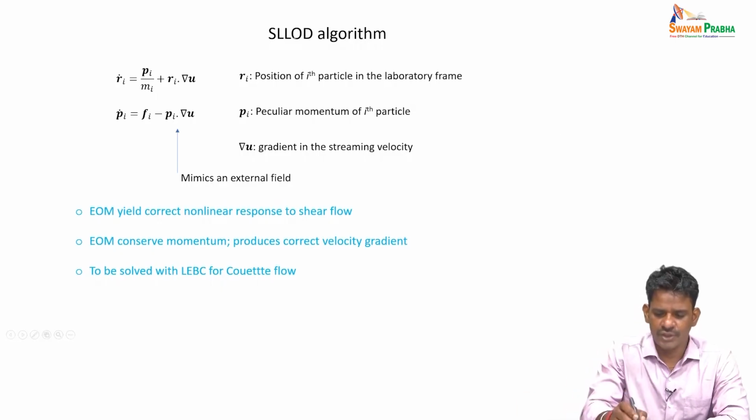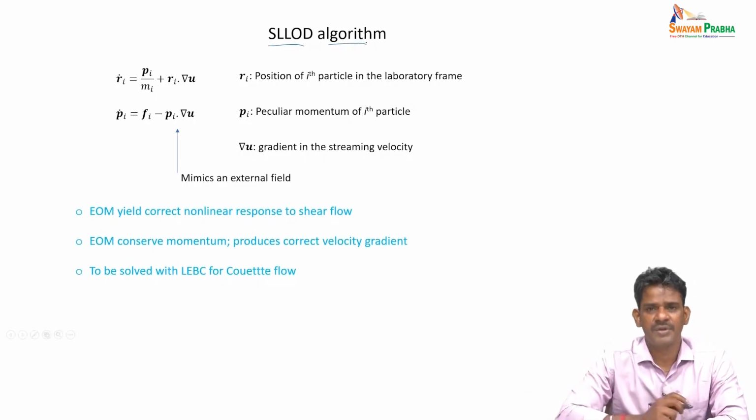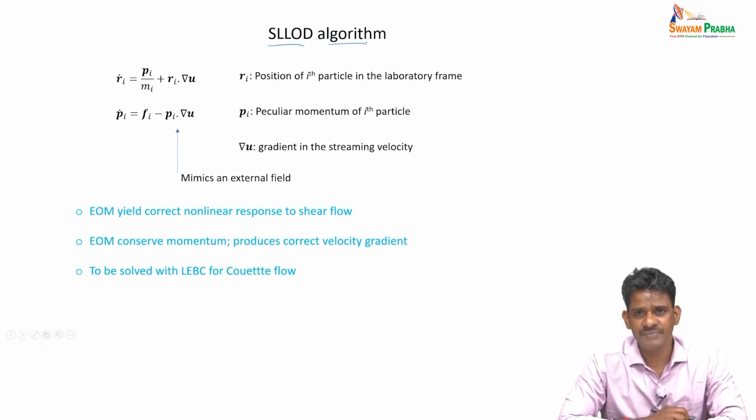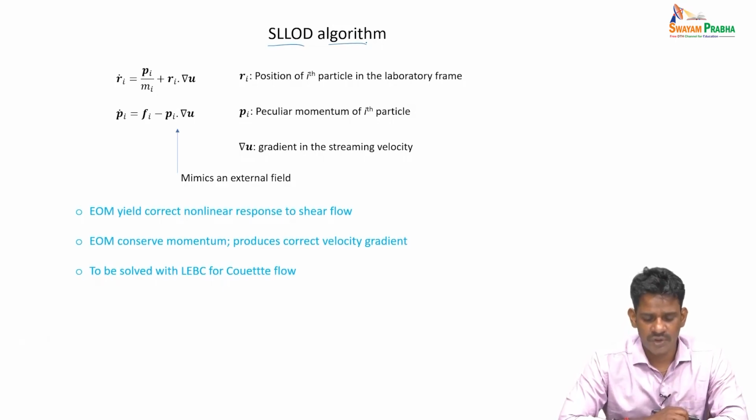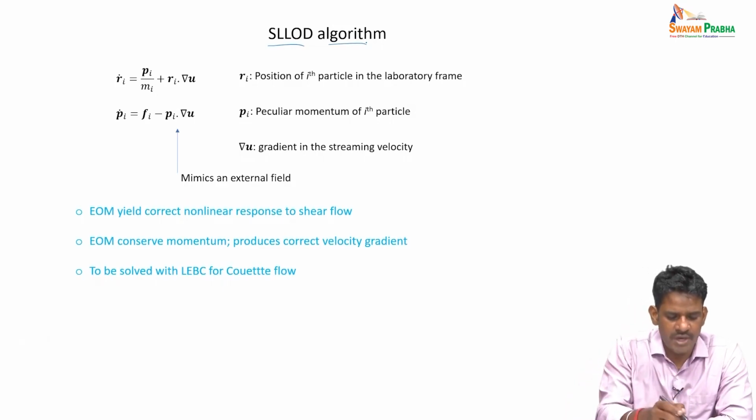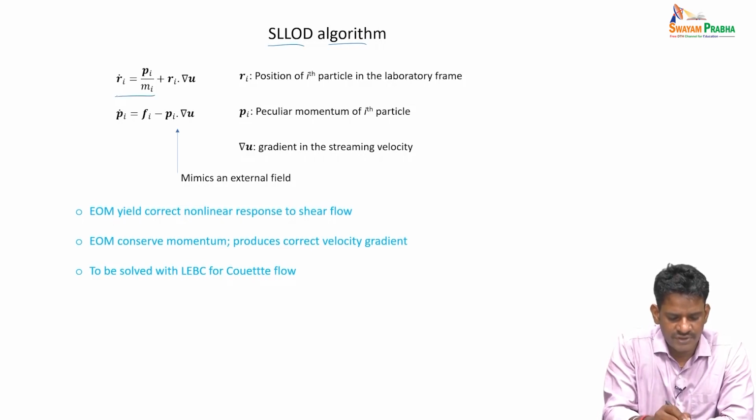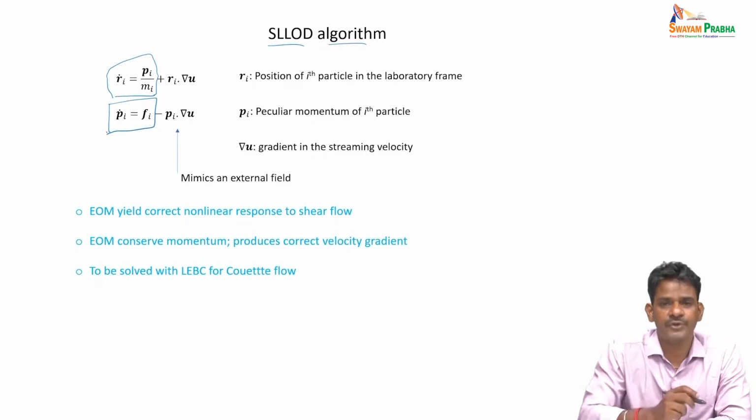This is known as the SLLOD algorithm. This particular method is also available in GROMACS and LAMMPS. And the way this method works is, if you look at the equations, the first term here that you see is our standard Hamiltonian mechanics.